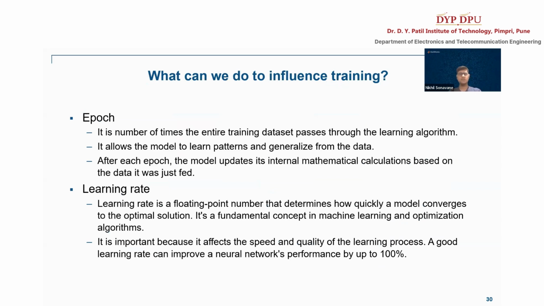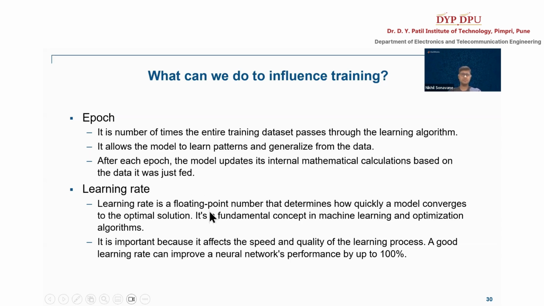So epochs are basically the number of times the entire training data set passes through the learning algorithm. There might be scenarios where the data set is passed through the network again and again, with minor variations creating some chaotic behavior, so that the network becomes more and more robust. Basically, it allows the model to learn patterns and generalize from the data. And after every epoch, the model updates its internal mathematical calculation based on the data that it is fed with.